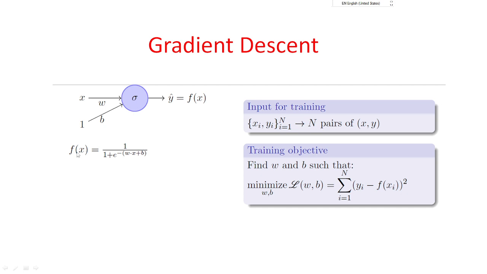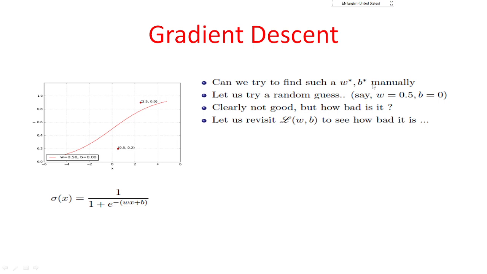So here what function is given? 1 by 1 plus e power minus of wx plus b is a sigmoid function. w and b are the model parameters which we are going to learn through the algorithms. So our aim is to minimize the loss function. How do you minimize this? First we will do it manually, then we can go for gradient descent algorithms.